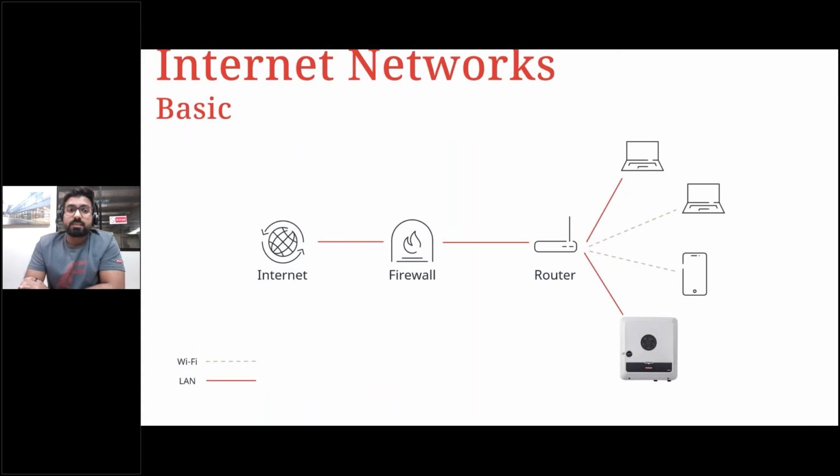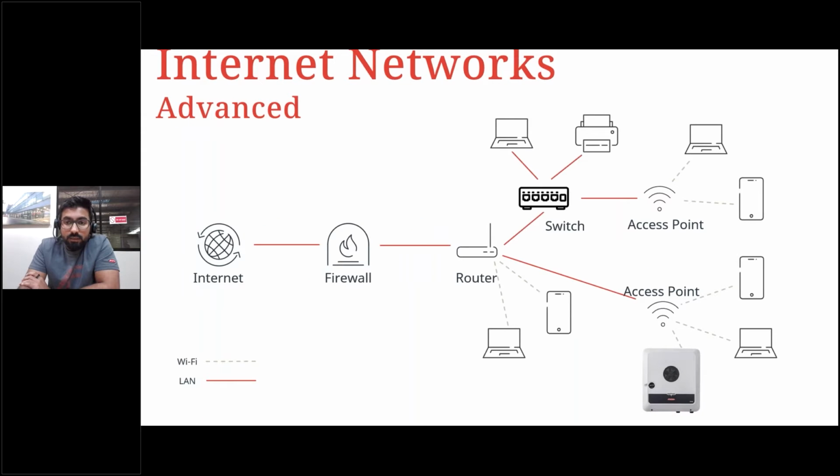All right, so this is a basic diagram for an internet network. You will find this setup in a residential setting mostly. So on the right hand side, you can see the router. The solid line represents a LAN connection, and the dotted lines are Wi-Fi. And this network is protected by a firewall.